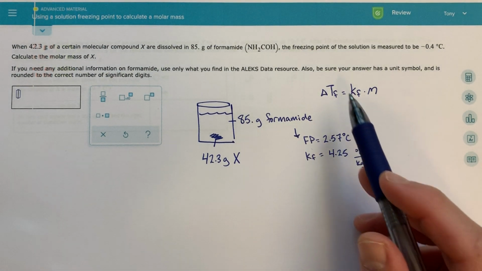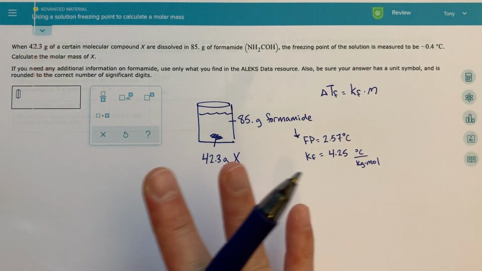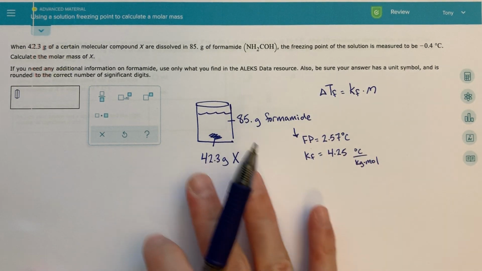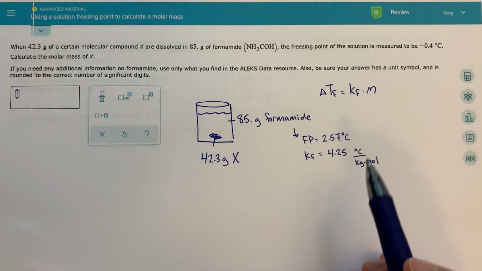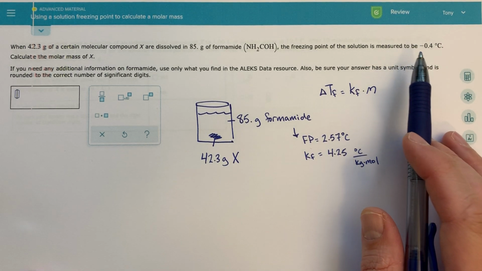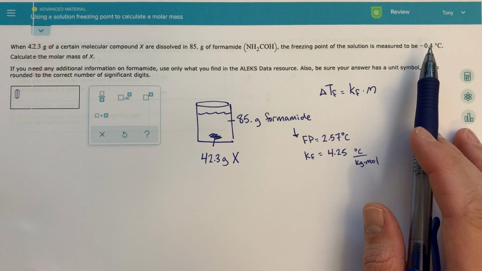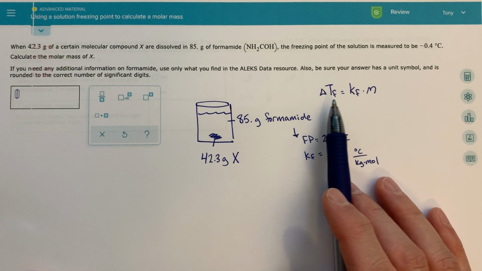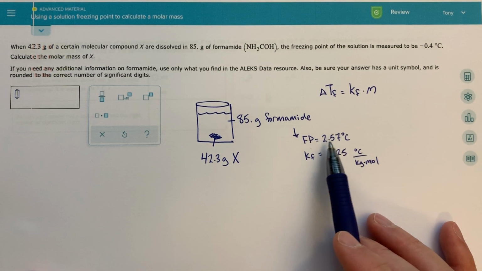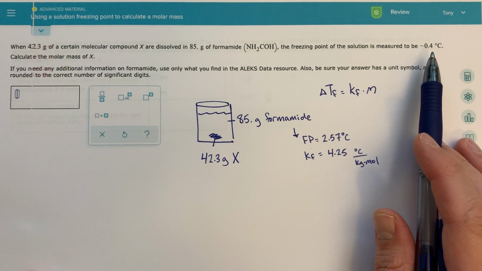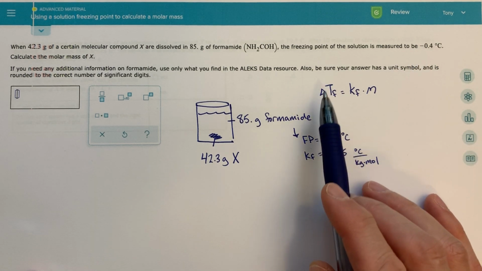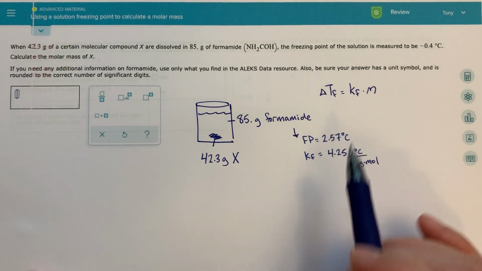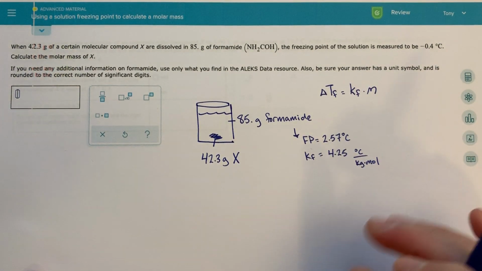With this information right here, the first part of any problem solving is just organizing your information. Once we've organized our information, I can see right away that I've got a freezing point that is different than my normal freezing point. So I can actually calculate the change in freezing point. That's going to be 2.57 minus 0.4, and that's what this delta Tf is. I can tell that it's changed. I already have my Kf, right? So I start looking to see where I can fill in the gaps here.